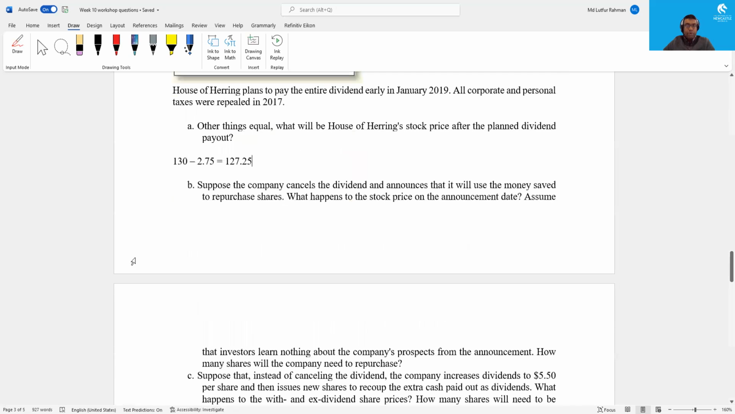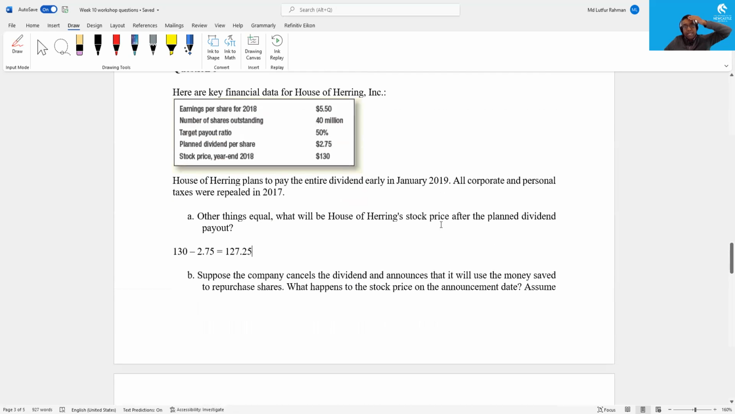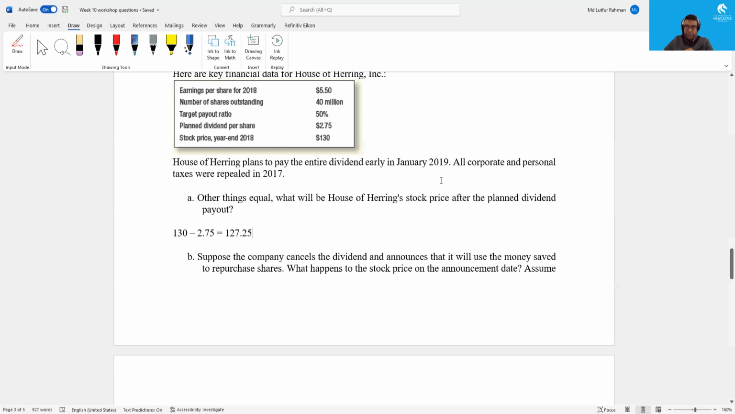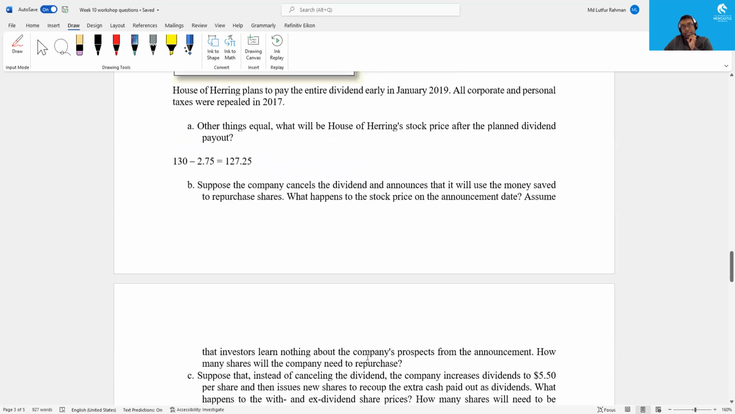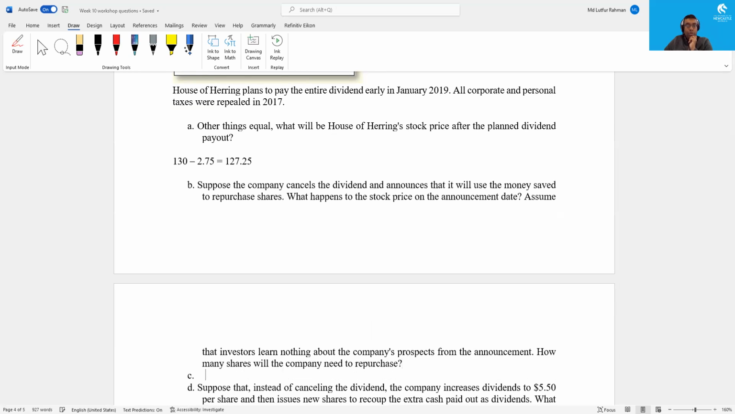The next one is, suppose the company cancels the dividend and announces that it will use the money saved to repurchase shares. What happens to the stock price on the announcement date? Once again, on the announcement date, the stock price doesn't change. Why not? Because dividend and stock repurchase are just two ways of distributing cash. That's why switching from one decision to another will not have any impact on share price. Assume that investors learn nothing about the company's prospects from the announcement. How many shares will the company need to repurchase?